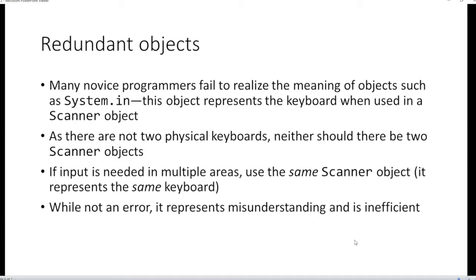Redundant objects. This is not an error as much as it's a misunderstanding. Many novice programmers fail to realize the meaning of objects like System.in. That represents the keyboard. My machine has exactly one keyboard, not more than that. So if I were inputting numbers into a program to do computations and I needed a letter or a string to represent a menu option or a person's name, I wouldn't create a new scanner object representing that keyboard. I already have one. I just reuse it. I type numbers on my keyboard. I type names on my keyboard, and I would type letters. I use the same keyboard. Therefore, I would use the same scanner.